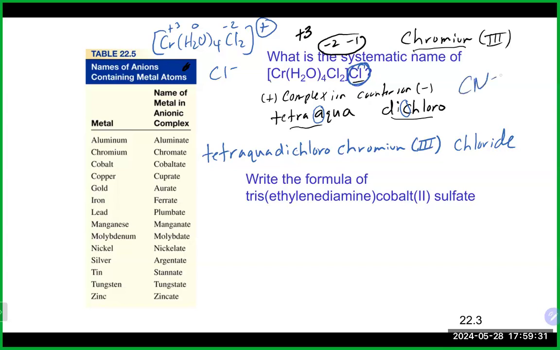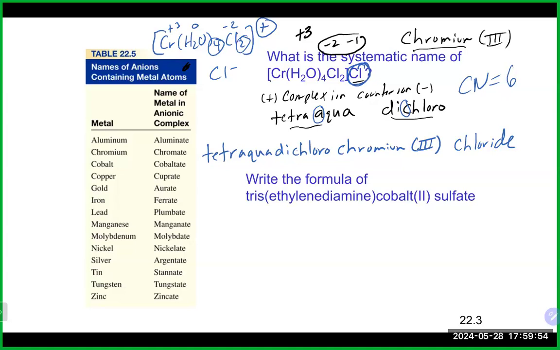Coordination number on this guy is? Coordination number on this guy is 6 as well. It's got 4 waters directly attached and 2 chlorines. They're all monodentate. They will all bind to the metal 1 time each, and that's a grand total of 6 in this case. Any question on that one there?